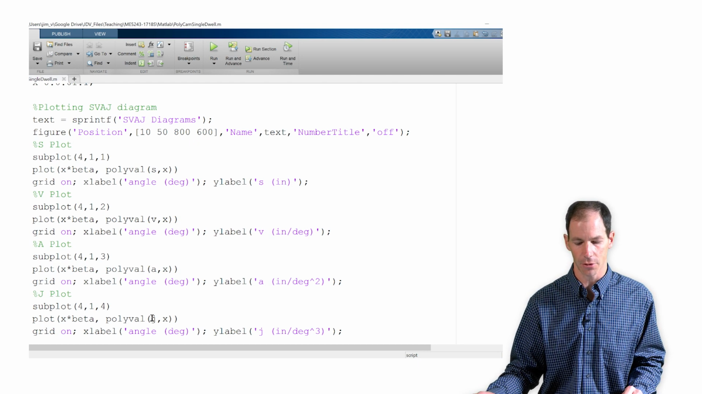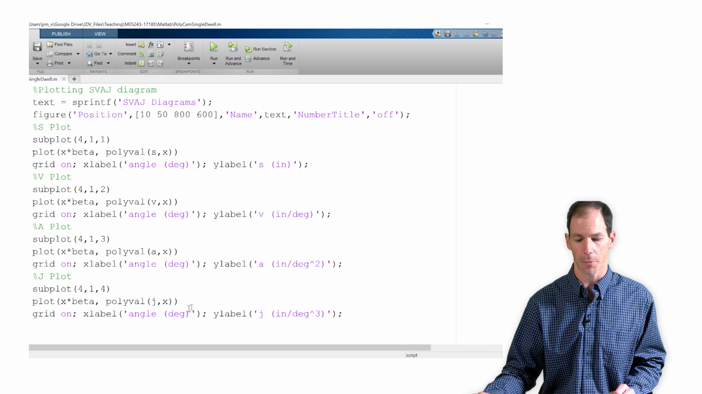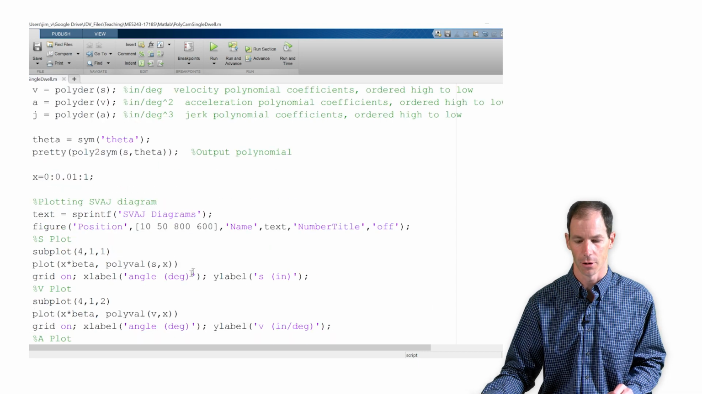So I just go ahead and plot those, and let's go ahead and run this and see how it actually works. So the first thing we're going to look for is what is my position polynomial, basically solving for those 4 coefficients that I don't know right now.